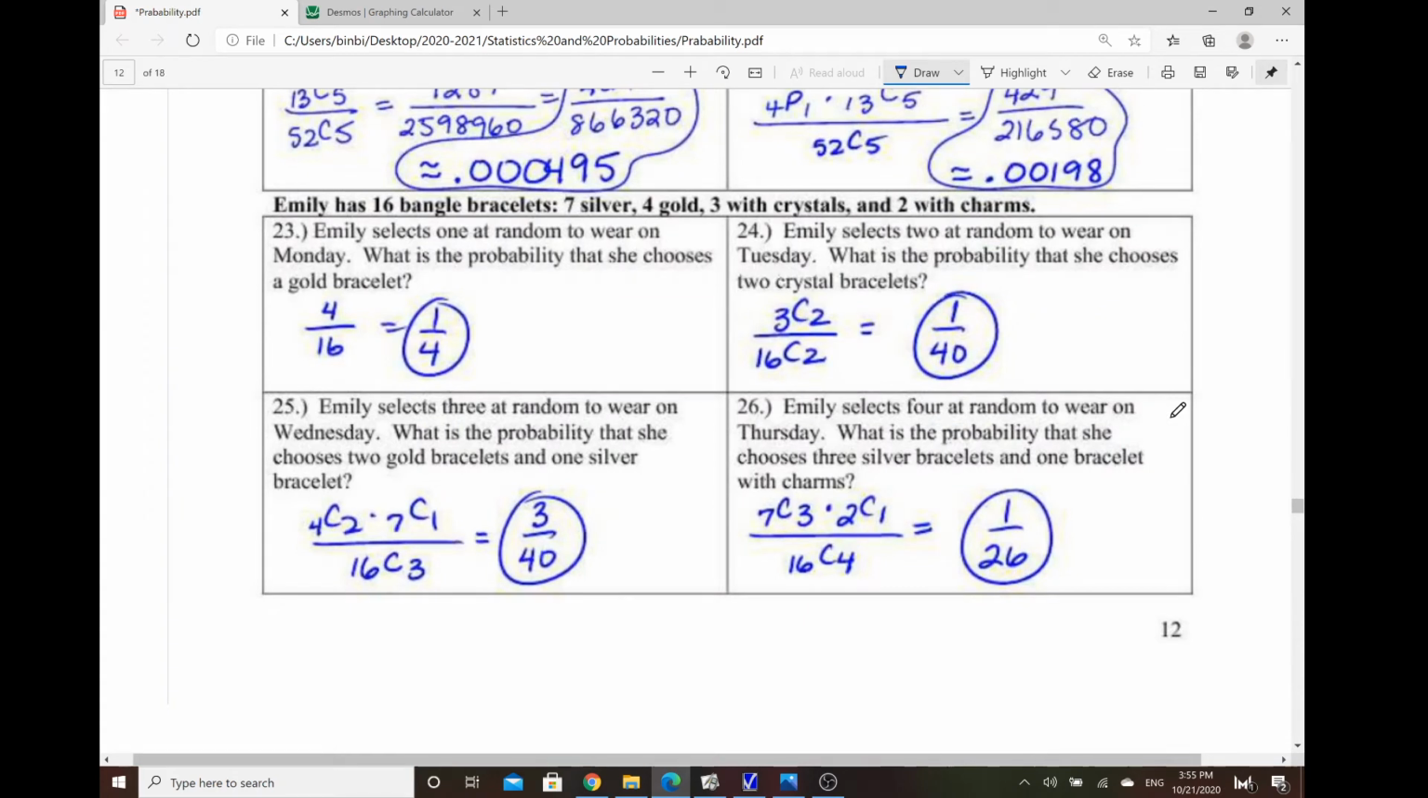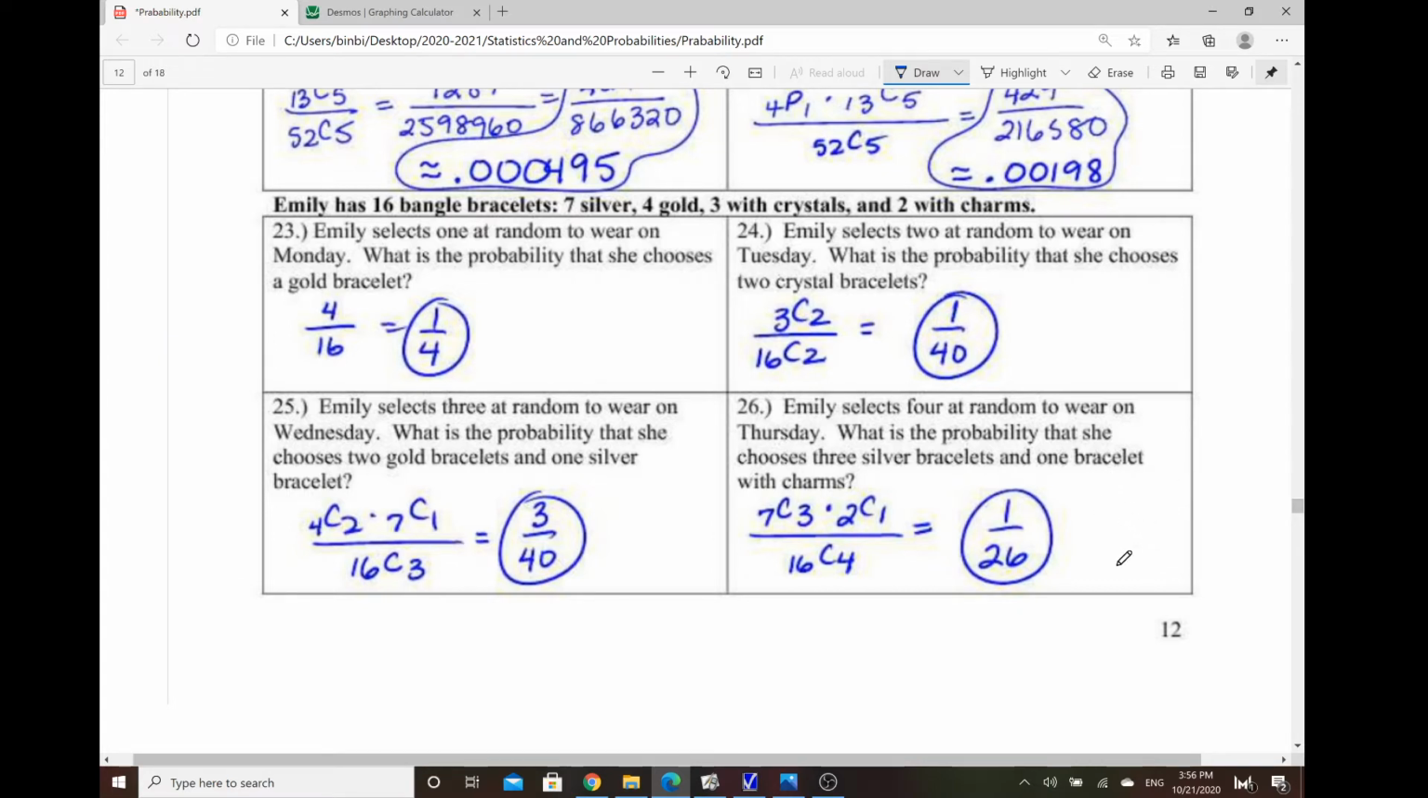And for the rest of this, Emily has 6 bangle bracelets, 7 silver, 4 gold, 3 with crystals, and 2 with charms. Okay, so for number 24, Emily selects 2 at random to wear on Tuesday. What's the probability that she chooses 2 crystal bracelets? So 3 choose 2 over 16 choose 2. So 3 crystals, 3 choose 2 of them, and then all over 16 bracelets total. So 16 choose 2, so 1 over 40.